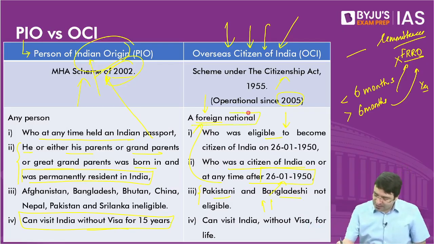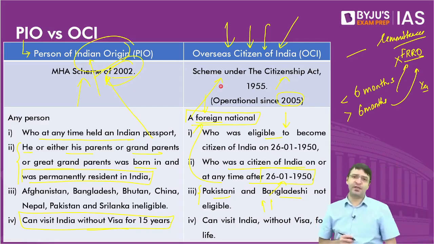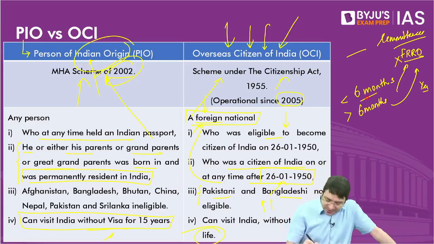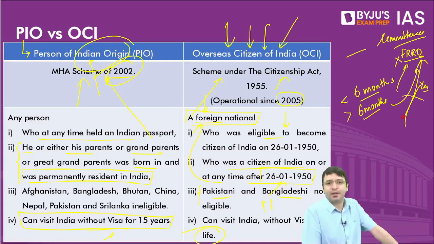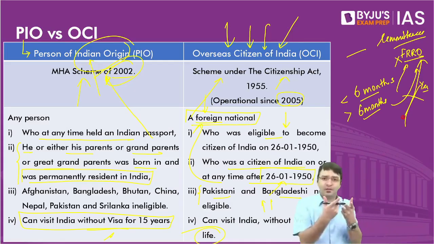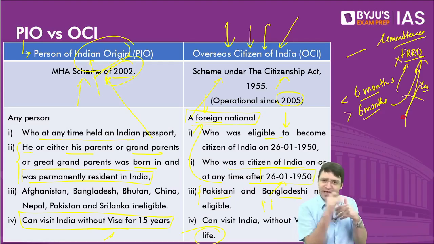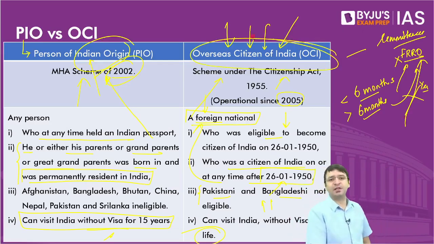And these foreign nationals, if they apply for the OCI card, the Overseas Citizen of India card, they can come to India without any visa for life. Not for 15 years only, for life. And whether their stay in India is for 6 months or more than 6 months, doesn't matter. They don't have to report to the police. So an improved version of a scheme targeting the diaspora, targeting those who had an Indian connection, was the Overseas Citizen of India 2005 scheme.